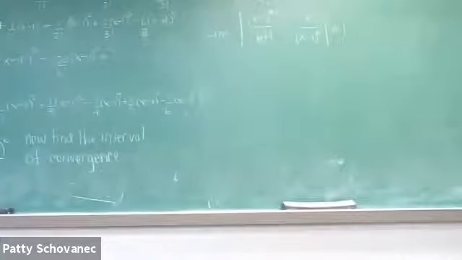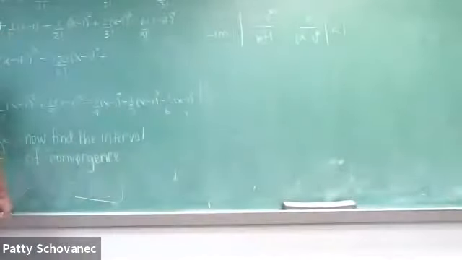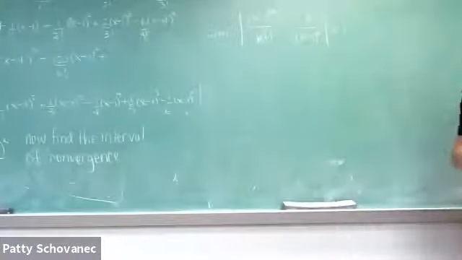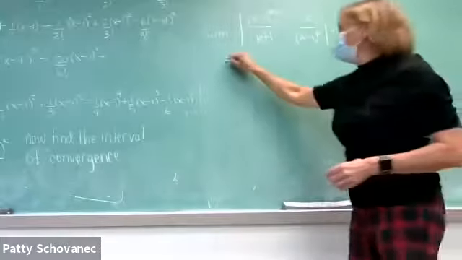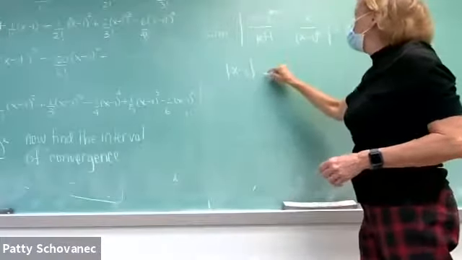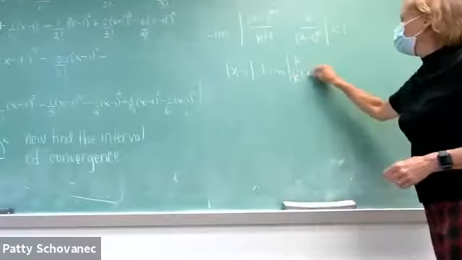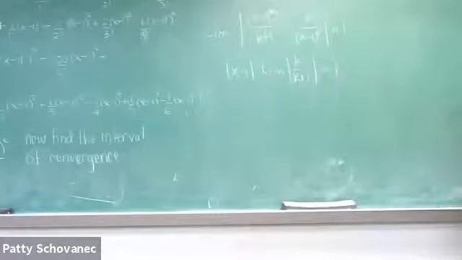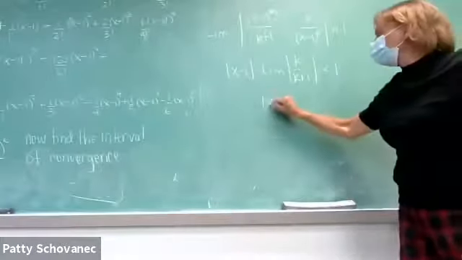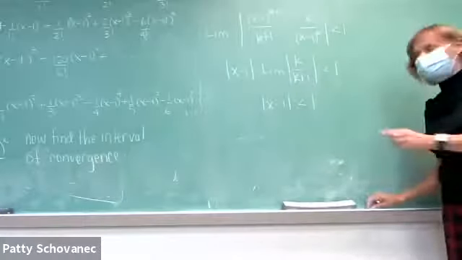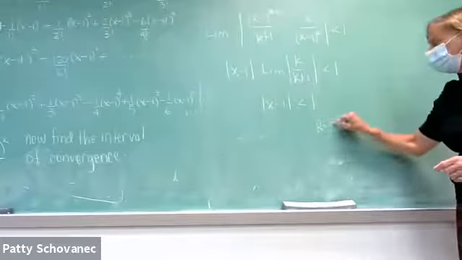So the only thing that really cancels is the x minus 1 to the k. We're going to take out the remaining x minus 1 in its own absolute value bars and take the limit with what's left. That's just going to be a 1. So that says x minus 1 is smaller than 1. So what this tells me is this: the radius of convergence is 1.